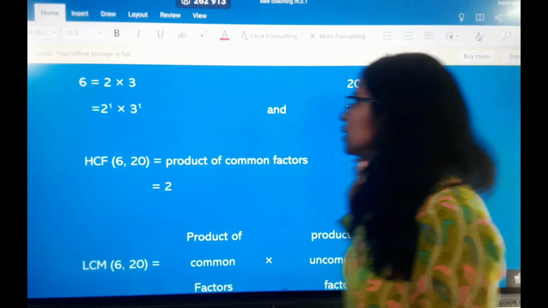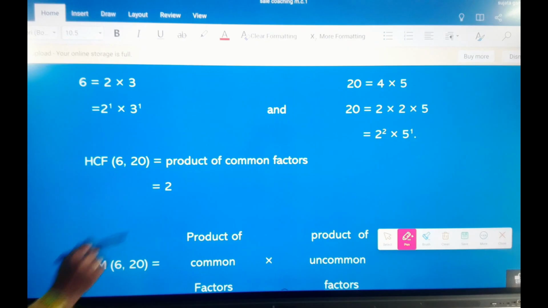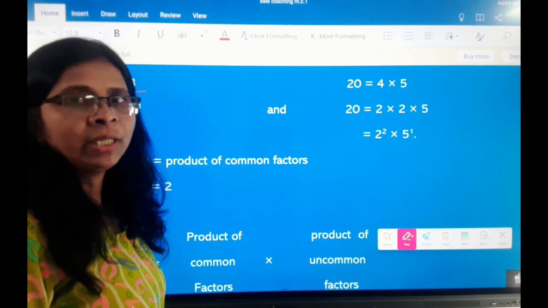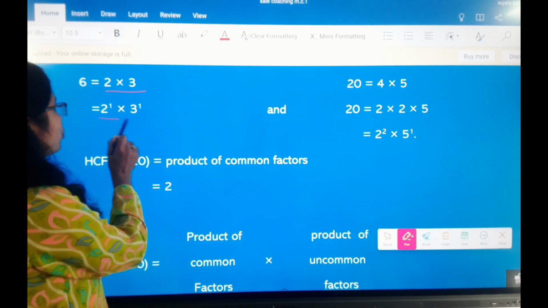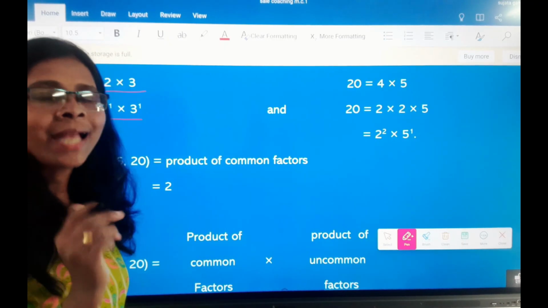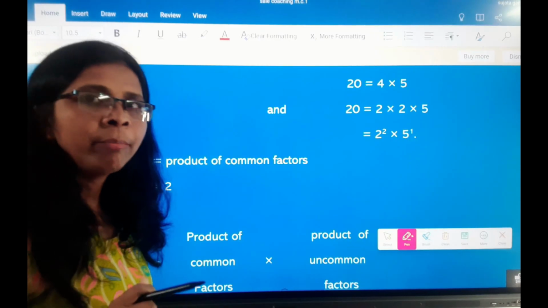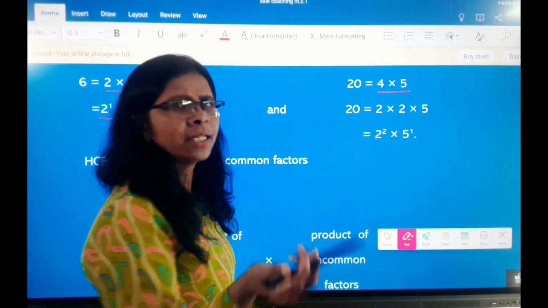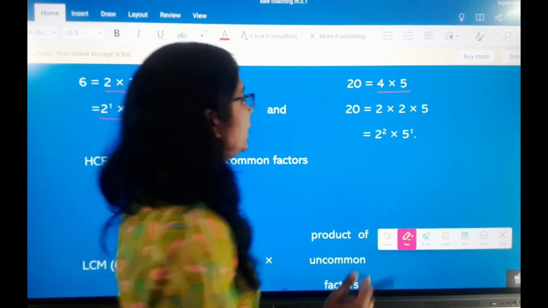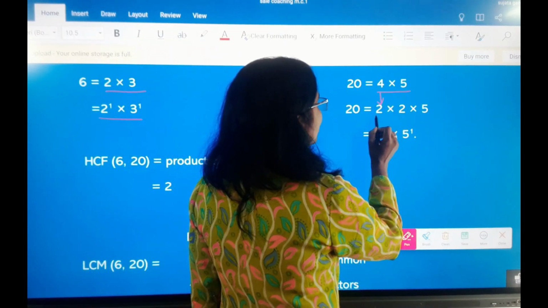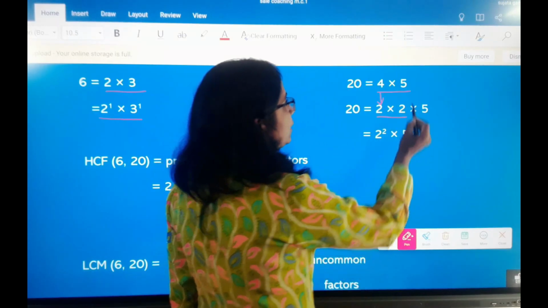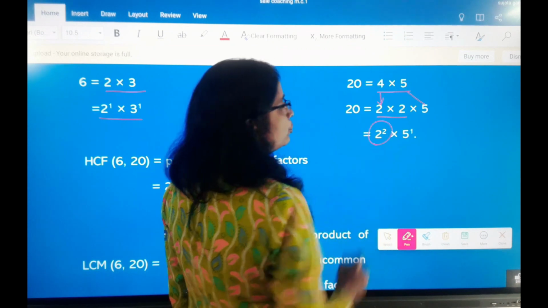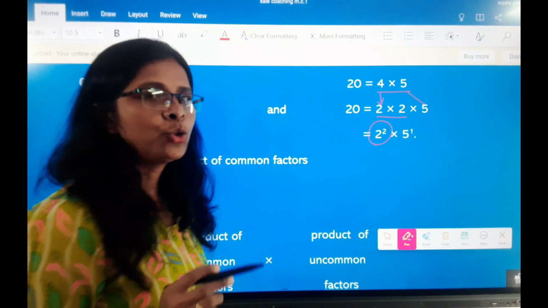If you factorize these two numbers, then we get 6 as 2 multiply 3. That means 2 raised to 1 into 3 raised to 1 as in the power of their primes. And here 20, 4 multiply 5, 4 5 are 20. So I write here 4 multiply 5. Then factorize 4, that is 2 multiply 2. Then 5. This way, in the power form, square of 2 multiplied 5 raised to 1.